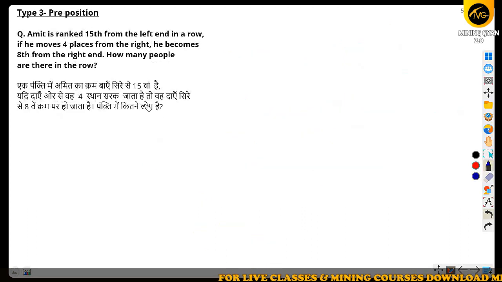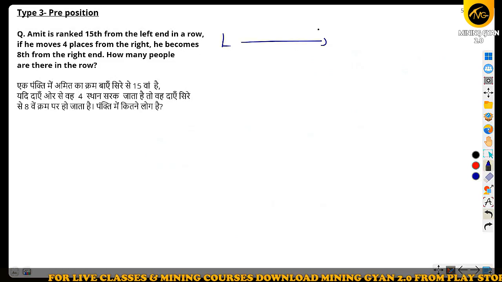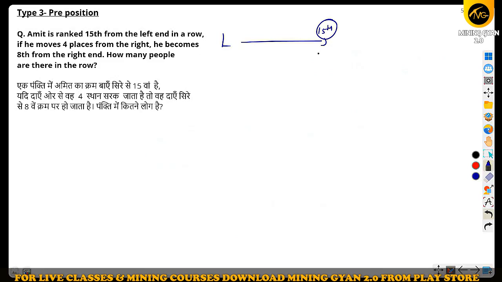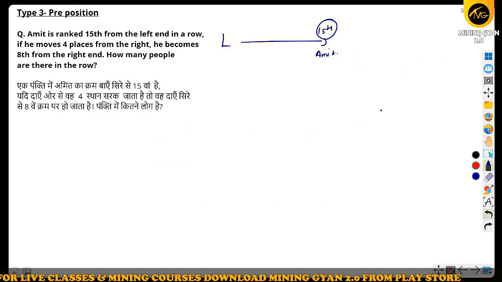Now the next type is the preposition. Okay, suppose Amit is ranked 15th from the left. Amit is ranked 15th from the left side. Okay, left end in the row. Amit is 15th from left end in the row.